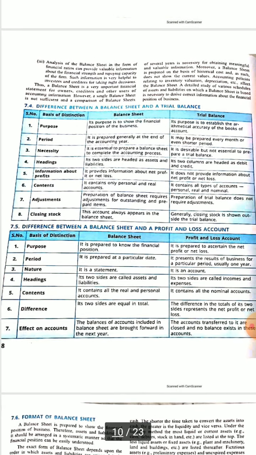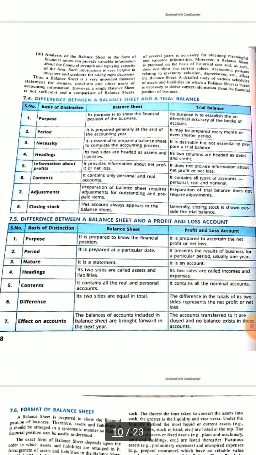Now balance sheet and trial balance seem similar, so let's see what is the difference. The purpose of balance sheet is to represent the financial position, and trial balance is prepared to check the arithmetical accuracy of the books of accounts. Balance sheet is made at the end of the accounting year, while trial balance may be prepared every time when there seems to be some problem in accounts.